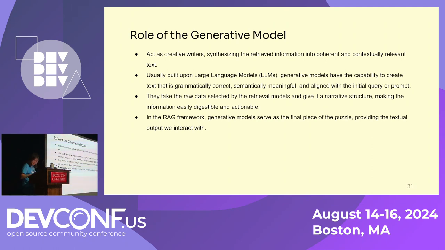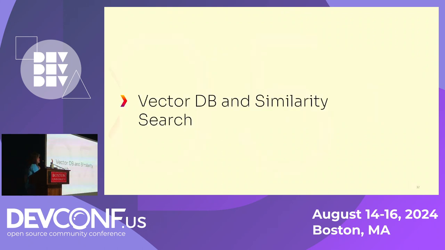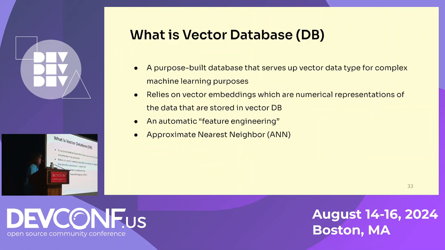But since I don't have as much time, let me go to the next thing, which is vector database and similarity search. So really quickly, what is a vector database? It's a purpose-built database that serves up the vector data type. And why do we need it? Because with generative AI usage, we're dealing with data that needs to be multidimensional. Traditional databases handle data in scalar format, but to handle these complex data, we have to think of data as having multiple dimensions, and to do that, we leverage linear algebra, if you're a math person.